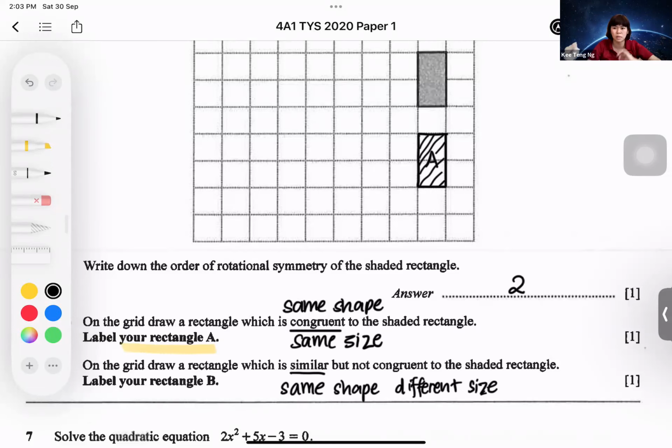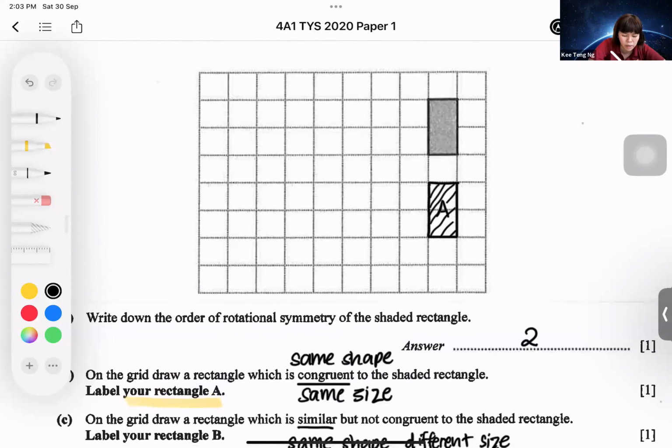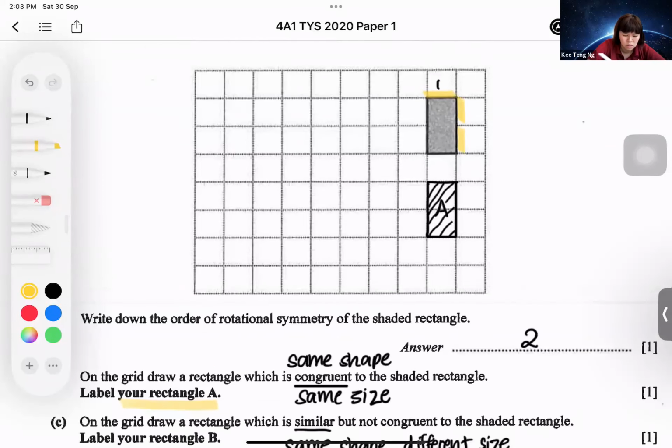In this case, I can draw something maybe a little bit bigger. Let's check. Here I have 1 unit, and this one over here is 2 units. So probably I just multiply by a ratio, a certain scale. Since they want a different size, maybe I can multiply by 2. So I will have 2 over here, then 2 times 2 will give me 4. 1, 2, 3, 4. And then I'll draw out this rectangle.